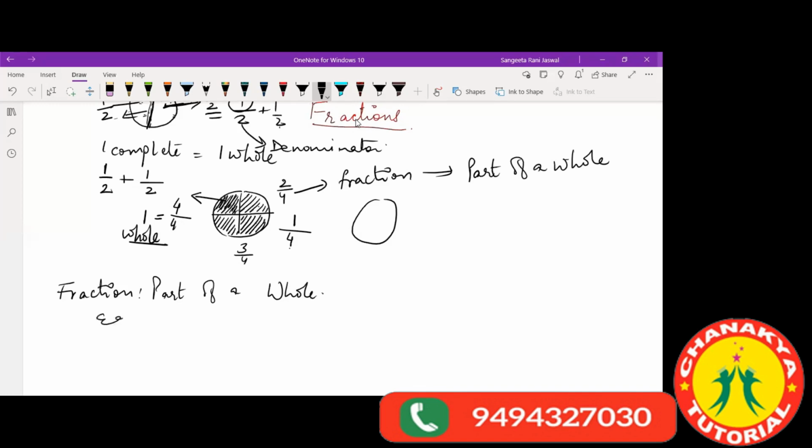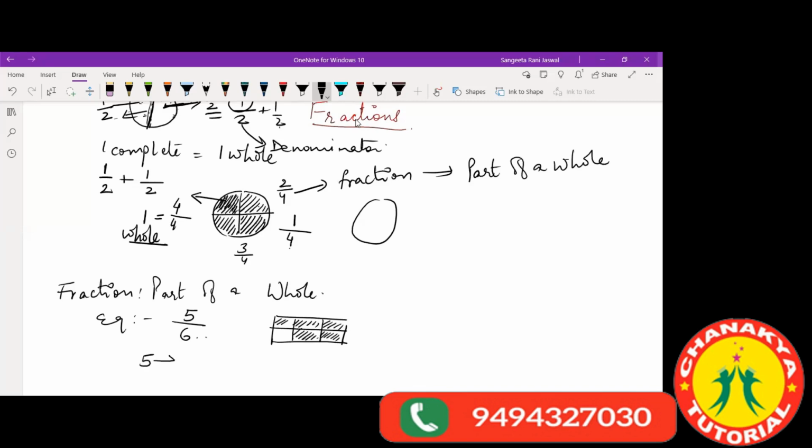For example, I'm taking the fraction 5 by 6. What does this mean? Out of 6 equal parts, 1, 2, 3, like this, I'm taking it like this so as to show equal parts. Out of 6 equal parts, I'm shading 5 parts. That means out of the total of 6 parts, I'm shading 5 parts. So I can write it as 5 by 6.